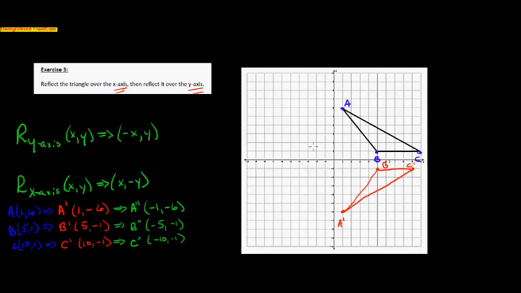Alright, so let's go over and graph those. Negative 1, negative 6 is right here. That's A double prime. Negative 5, negative 1 is going to be right here. That's going to be B double prime. And C double prime is negative 10, negative 1, which is right there. And then I connect those.